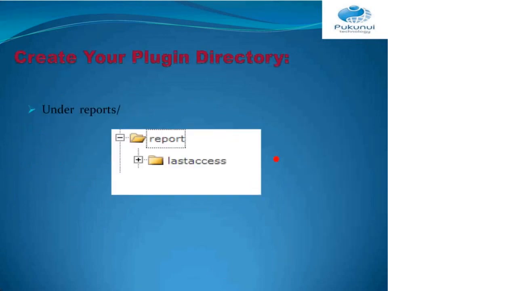The first step in creating a plugin would be creating a plugin directory. Today we are going to create a plugin type called report. So I'm creating my plugin directory lastaccess under the report directory. If you're trying to create a plugin type like a local one, you have to create your plugin directory under the local directory. You have to create your plugin directly under your plugin type.